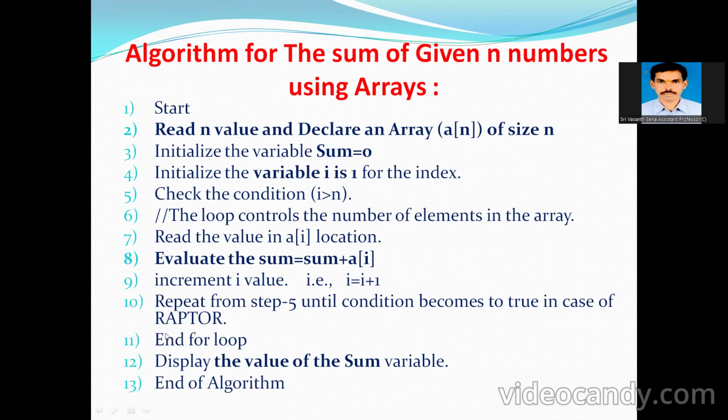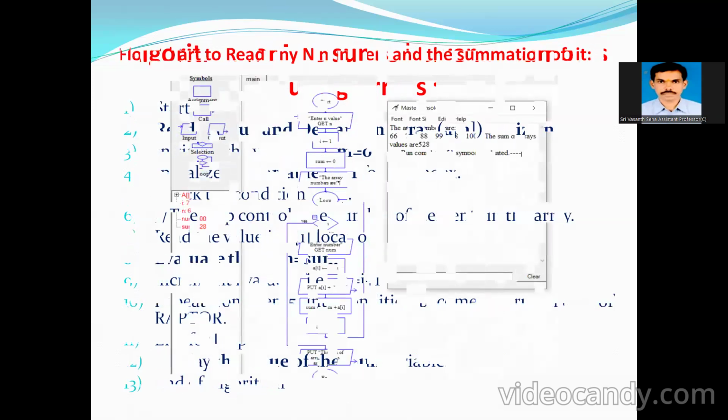After this, we end the for loop. Then display the value of the sum variable at the end of this program, that is, whatever value is stored in the sum variable. Next is the end of the algorithm. So this is the algorithm or procedure where we read the n value and find the sum of the given n numbers using arrays.